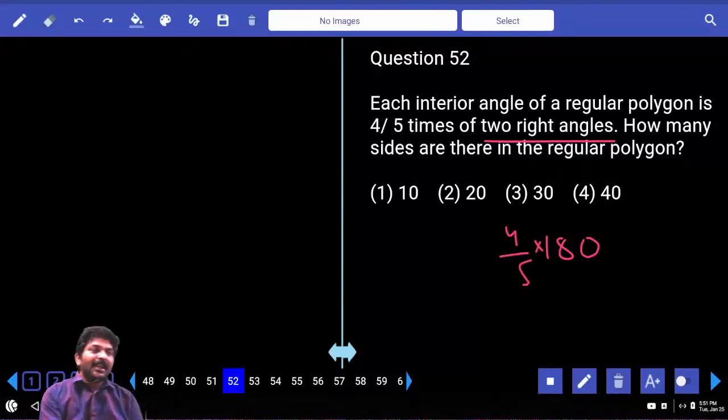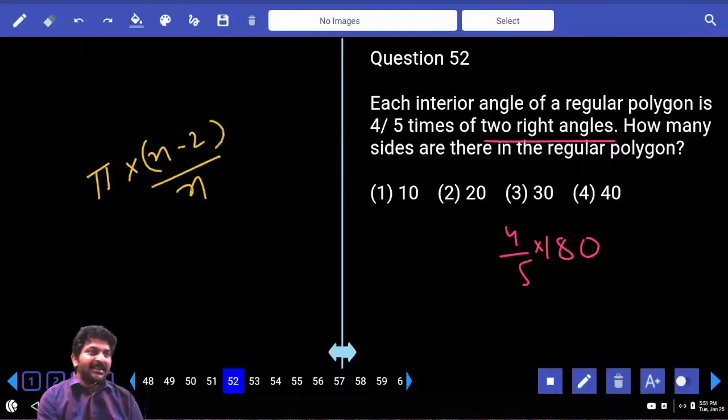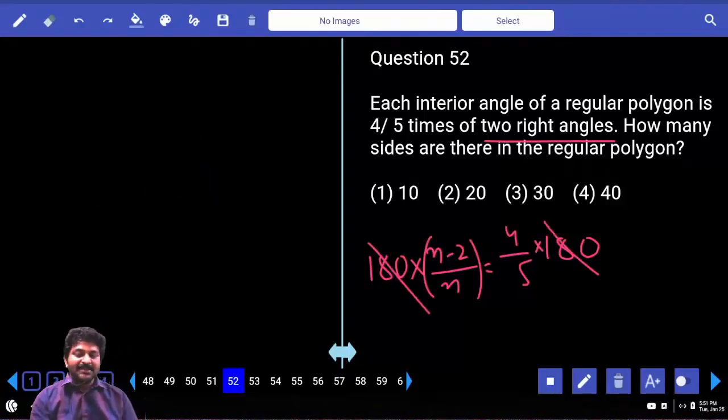Right. So to calculate the internal angle of any polygon, what is that? Pi into n minus 2 by n, where n is the number of sides it will have. Pi in the sense 180 degrees. So you can write it as 180 into n minus 2 by n, n value we don't know, and this value is equal to 4 by 5 into 180. 180 cancel. n minus 2 by n is equal to 4 by 5.